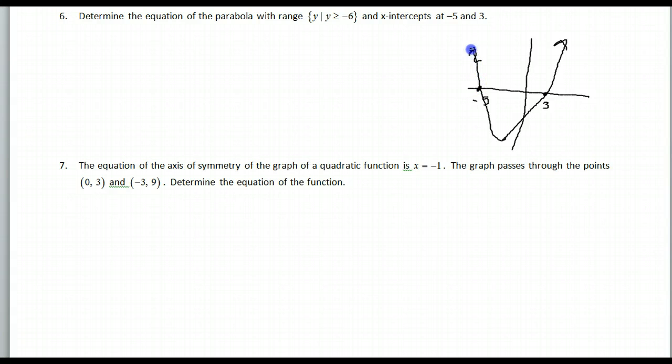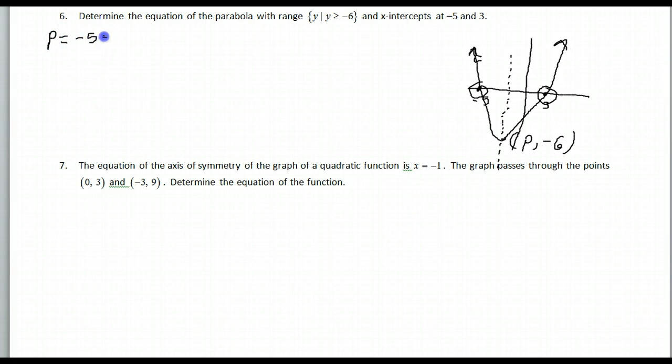It needs to be symmetrical about the axis of symmetry, and we know it has a minimum point, and that minimum point will be at p, negative 6, since the range is greater than or equal to q with the opening up. So we need to figure out where p is, but it's symmetrical, which means it's halfway between negative 5 and positive 3. So let's go over here and work out where p is.